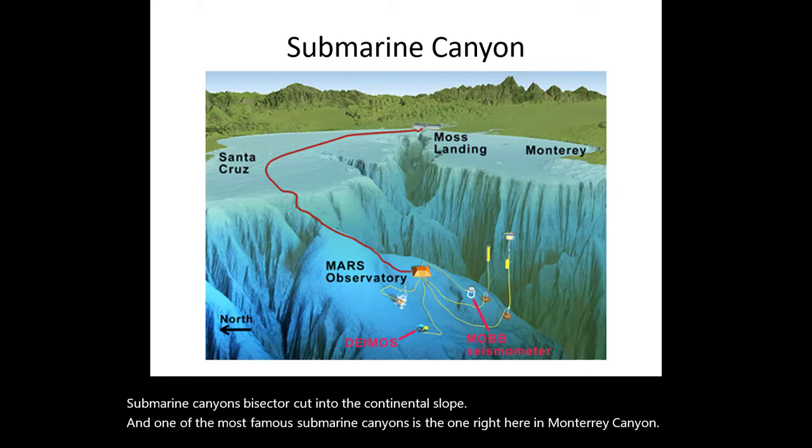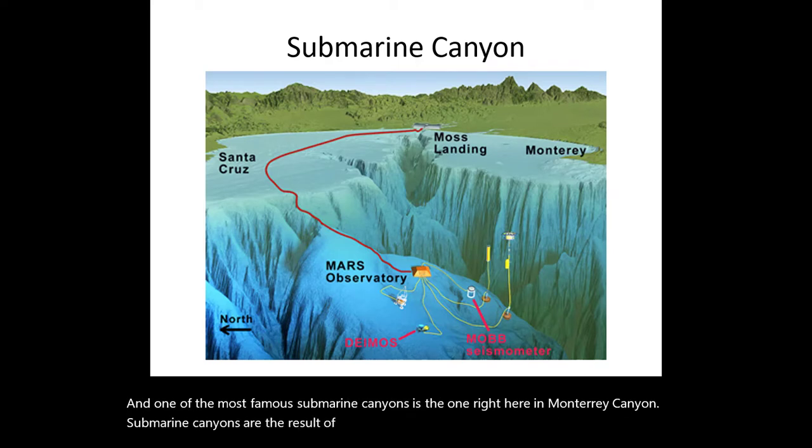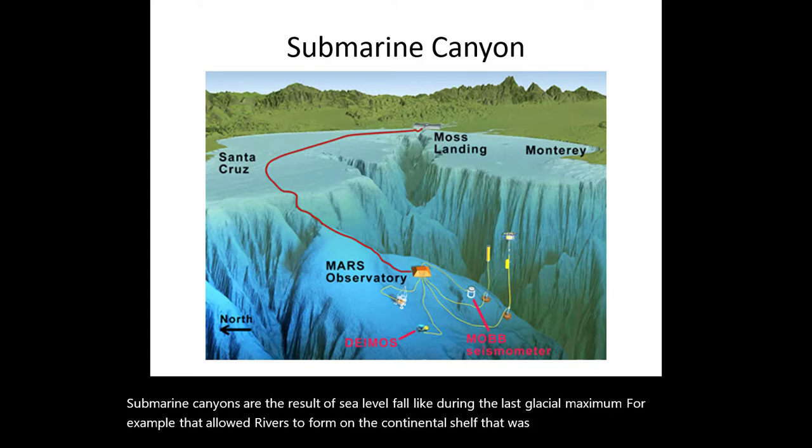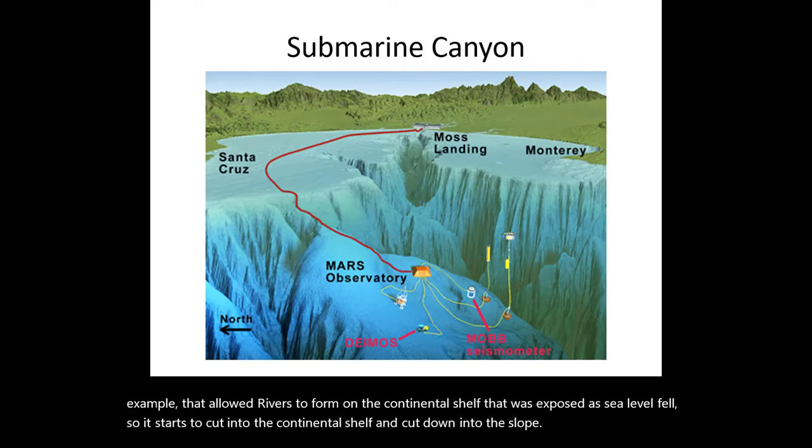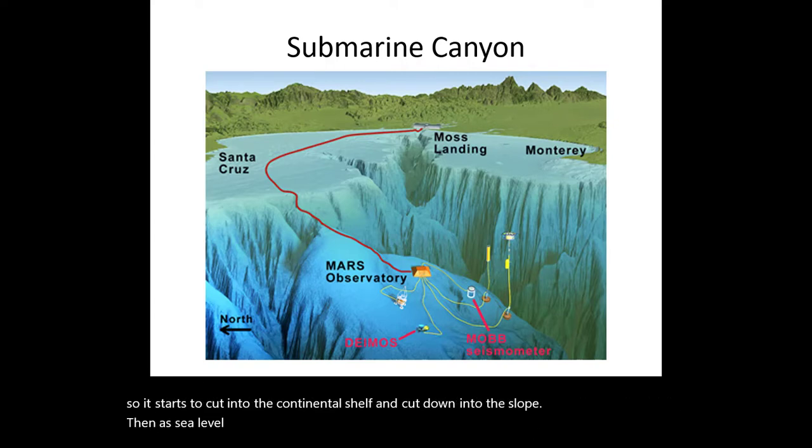Submarine canyons are the result of sea level fall, like during the last glacial maximum, for example, that allowed rivers to form on the continental shelf that was exposed as sea level fell. So it starts to cut into the continental shelf and cut down into the slope. Then as sea level rises, the river is drowned and becomes a submarine canyon.